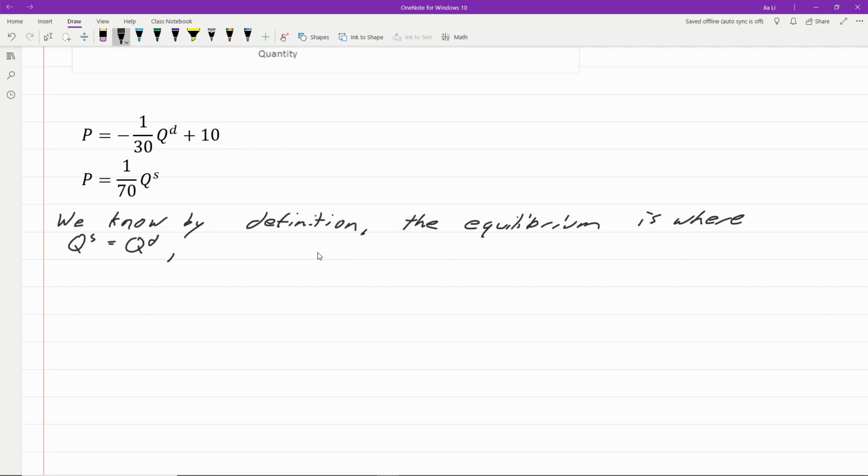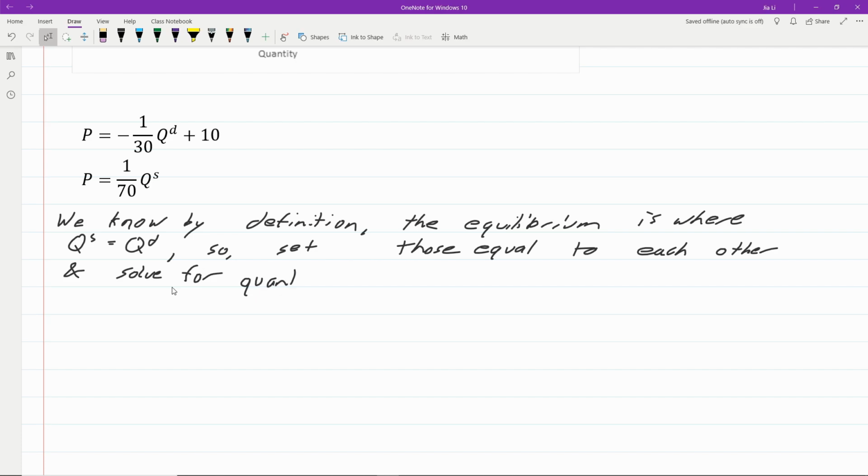So we can set those equal to each other and solve for quantity. Right? So here we have price equal to some numbers, and here we have price equal to some more stuff over here. So we can actually just have these set equal to each other.